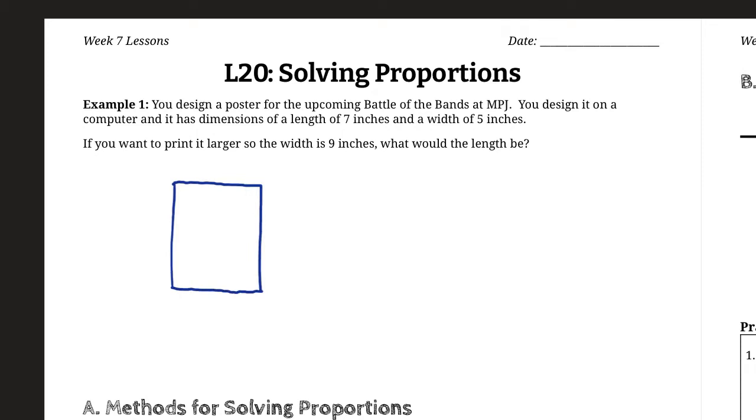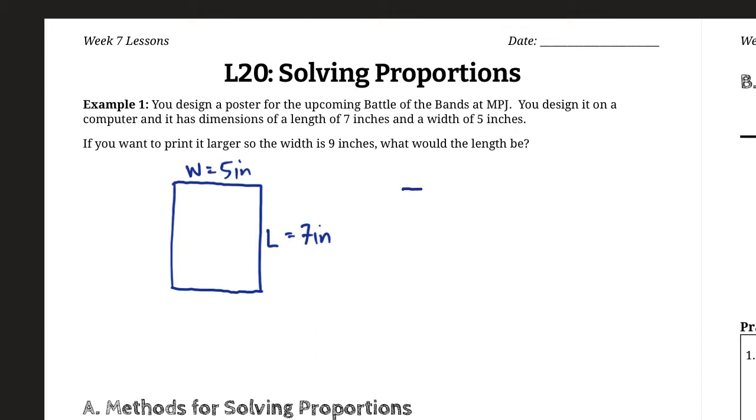We could say this is the length, and we'll say it's 7 inches. And we'll say it has a width of 5 inches. Right? Now it's saying if you want to print it larger, so the width is 9 inches, what would the length be? So you basically want to blow it up. You want to make it bigger, right?